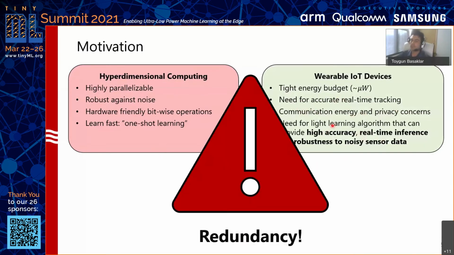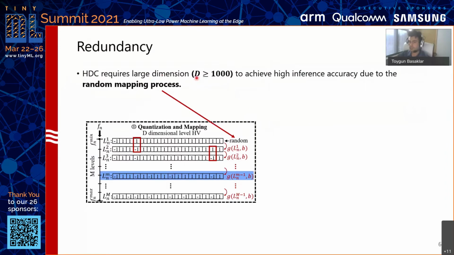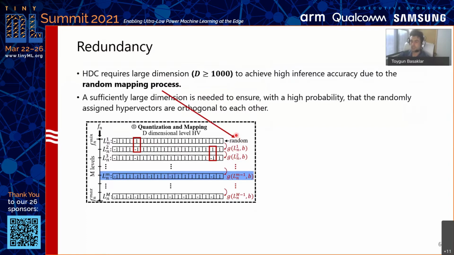But there is a redundancy in HDC that we want to discuss today. HDC requires large dimensions to achieve high inference accuracy due to this random mapping process. A sufficiently large dimension is needed to ensure that the randomly assigned hypervectors for each feature are orthogonal to each other.